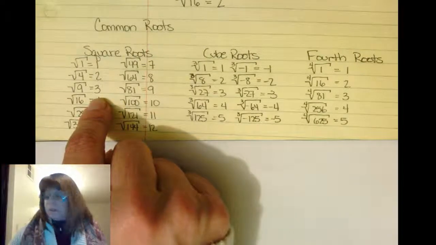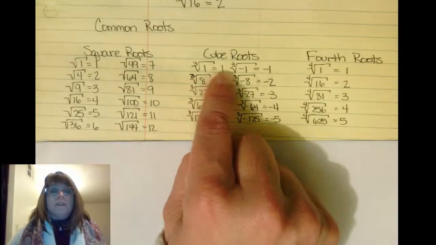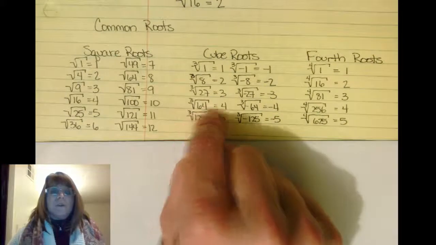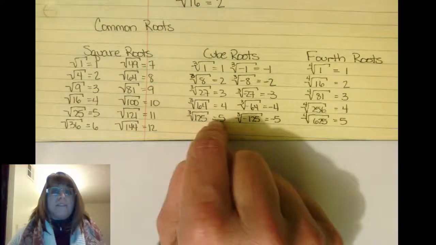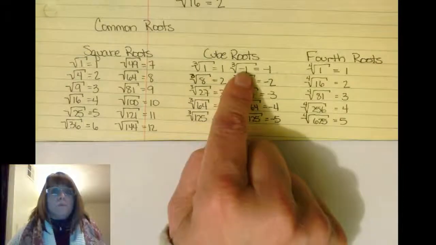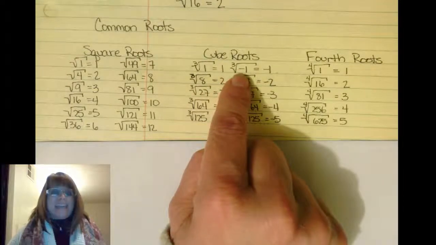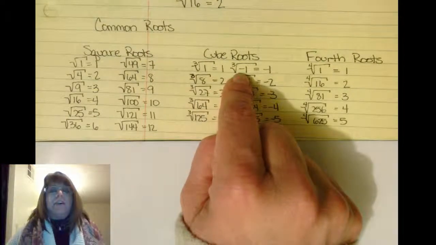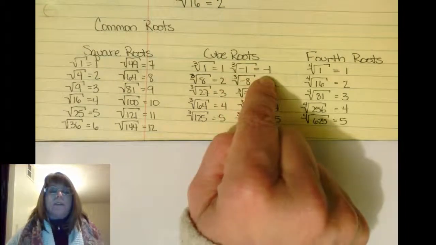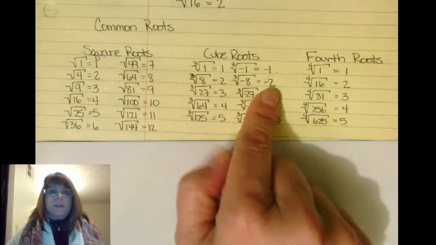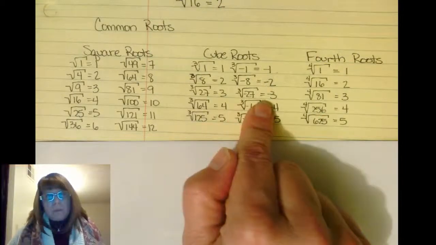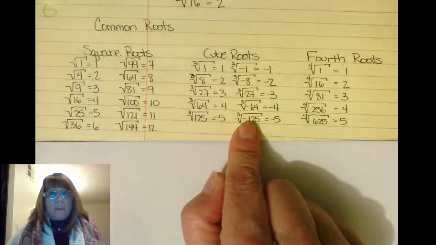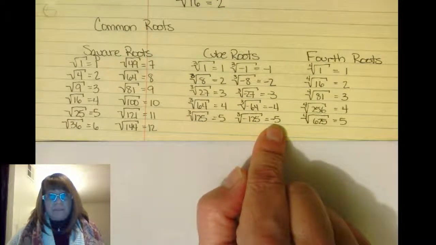Several common cube roots are: the cube root of 1 is 1, cube root of 8 is 2, cube root of 27 is 3, cube root of 64 is 4, and the cube root of 125 is 5. Remember, cube roots and all odd roots can have negative components, and the radicand can be negative. So the cube root of negative 1 is negative 1. Cube root of negative 8 is negative 2. Cube root of negative 27 is negative 3. Cube root of negative 64 is negative 4. And the cube root of negative 125 is negative 5.